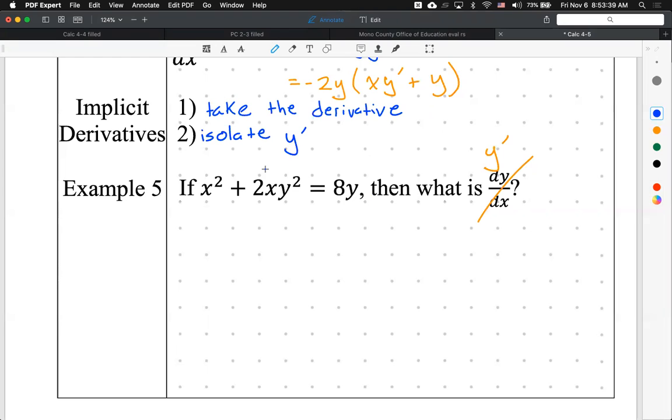All right, so take the derivative of each of these little pieces. So I'm going to take the derivative of x squared, then I'm going to take the derivative of 2xy squared, then take the derivative of 8y. I think both of you girls can probably do this right now on your own. So I will pause the video and let you try it out. All right, last time Andrea took the derivative. So Fiona, you're up. Take the derivative.